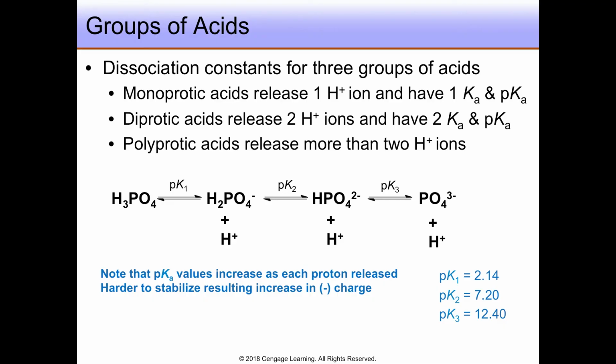A good example of a polyprotic acid, and one very relevant to biological systems, is phosphoric acid. As there are three protons to donate, there are three pKa values and three equilibria to represent them.